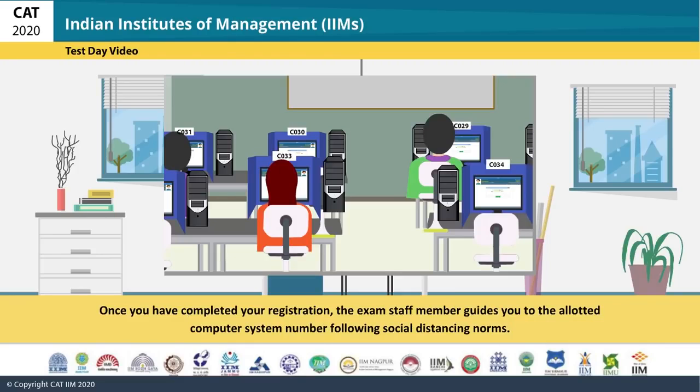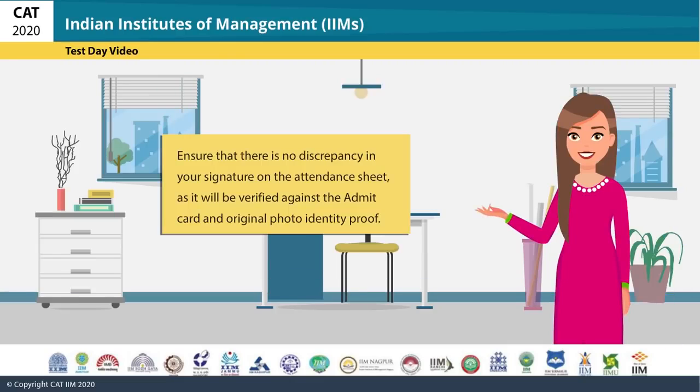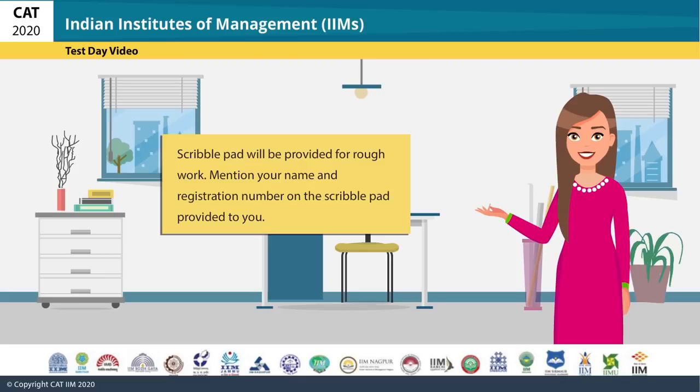Once you have completed your registration, the exam staff member guides you to the allotted computer system number following social distancing norms. Ensure that there is no discrepancy in your signature on the attendance sheet, as it will be verified against the admit card and original photo identity proof. A scribble pad will be provided for rough work. Mention your name and registration number on the scribble pad provided to you.